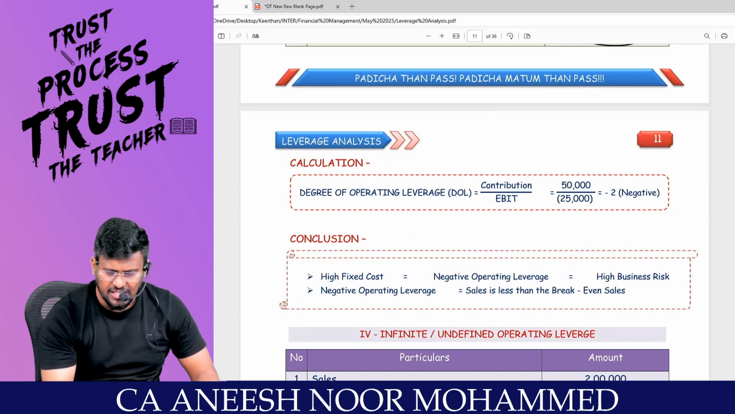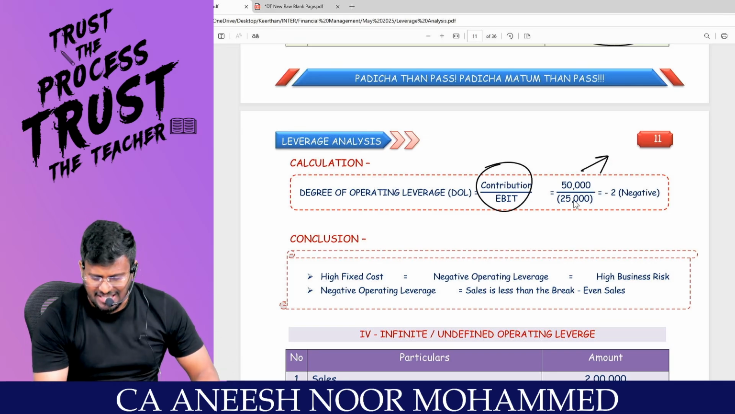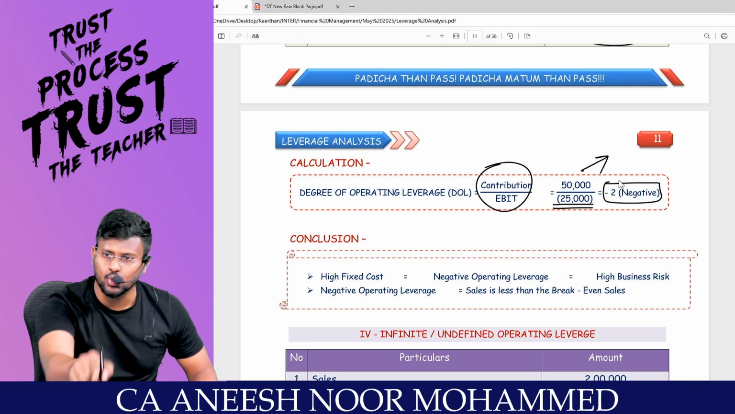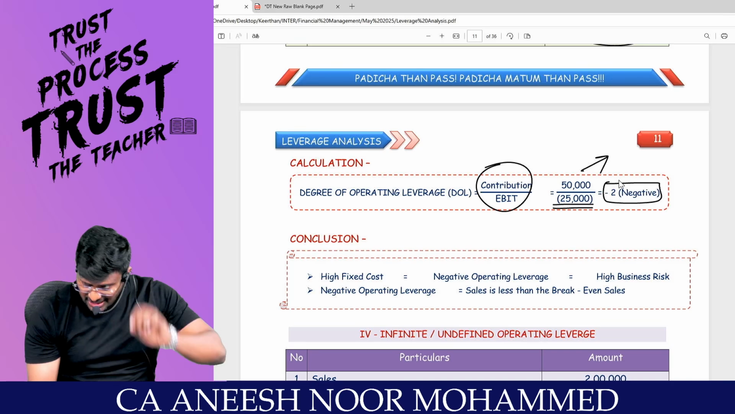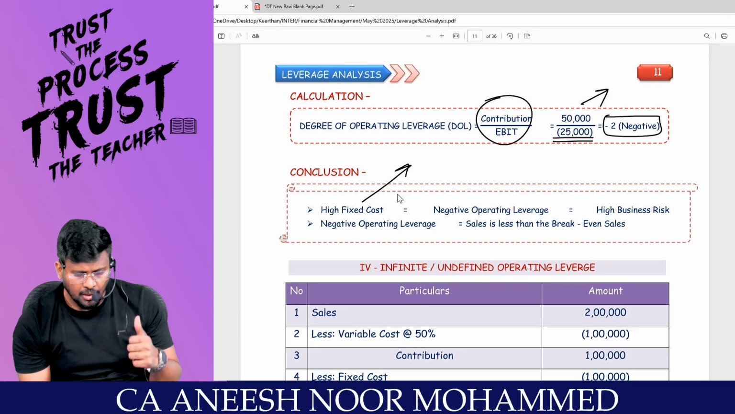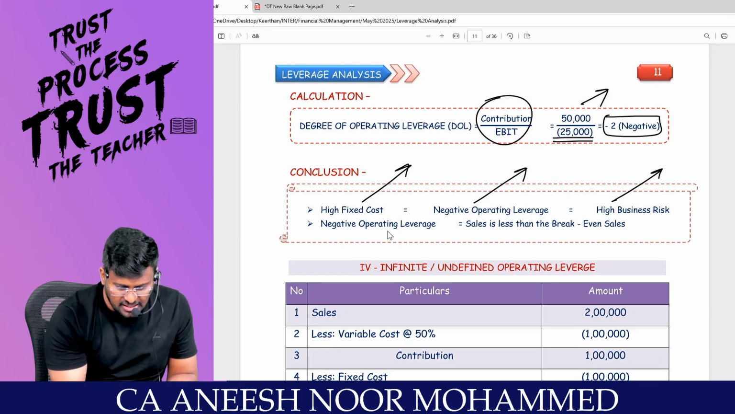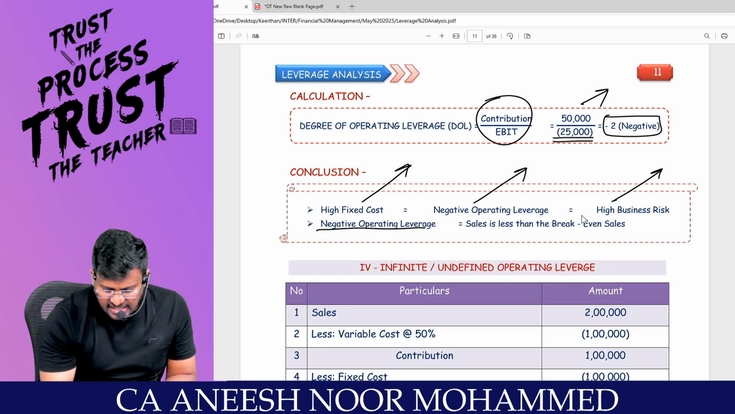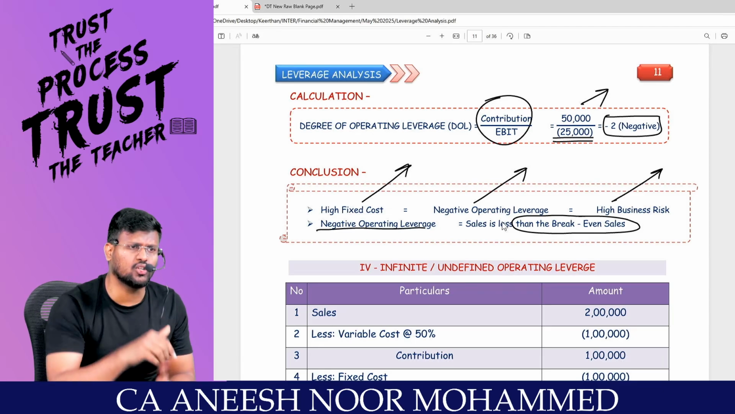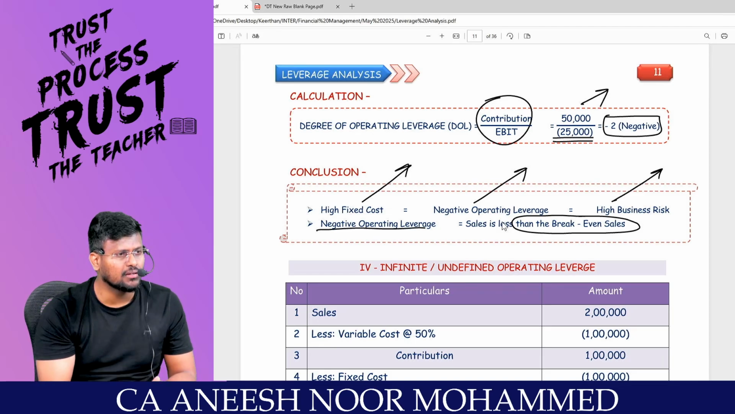Negative. What is the formula for operating leverage? Contribution divided by EBIT. What is the contribution? What is the EBIT? Negative 25,000. Right, sir? So your leverage is minus 2. This shows that high fixed cost. This company is suffering from high fixed cost. Negative operating leverage, high business risk. And negative operating leverage means sales is less than break-even. Their sales are not even there to cover the fixed cost. They don't have margin of safety. Their sales is less than break-even sales.